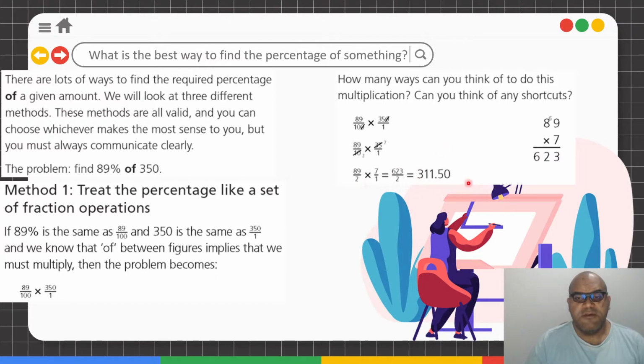Very simple how to do it. Great. This is the first one. And 89% of 350 is 311 and 50 cents, or 311 and 5 tenths. Let's go, guys. This is the first method, okay? We call this fraction operation. Let's go over now to method number 2.